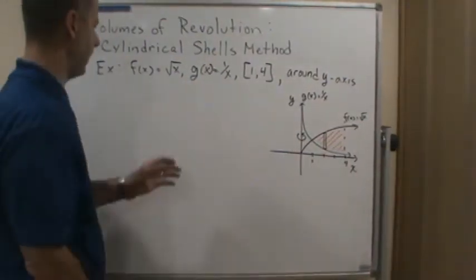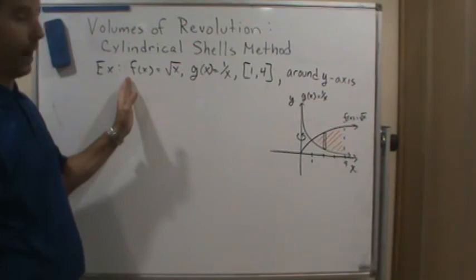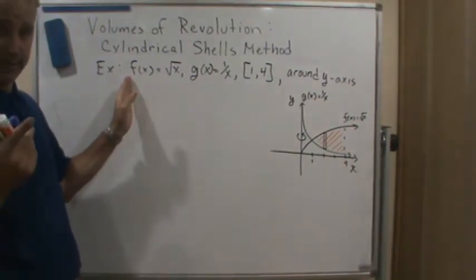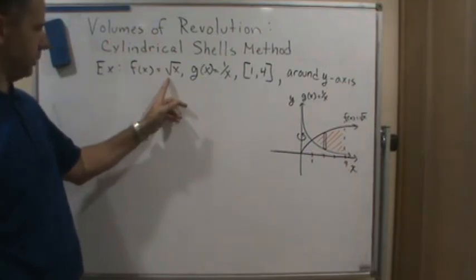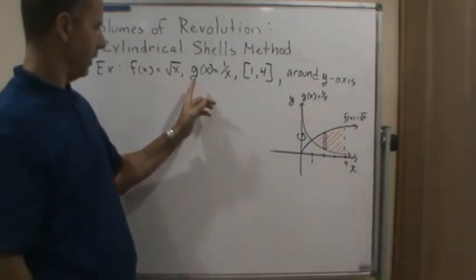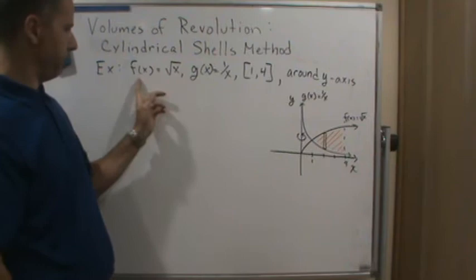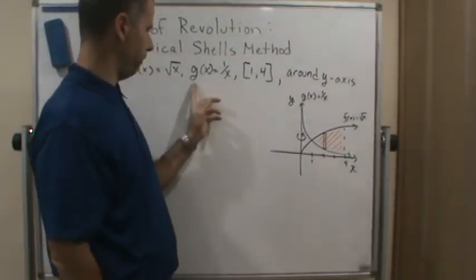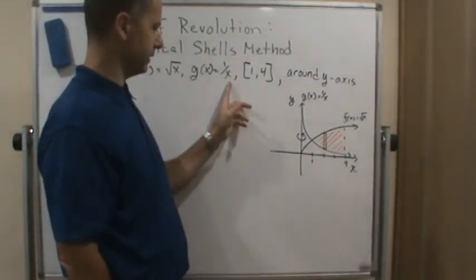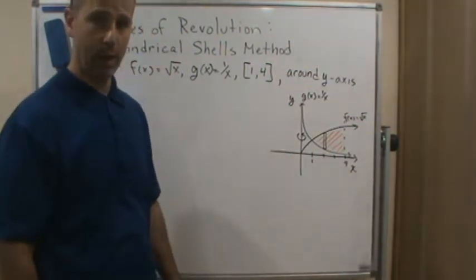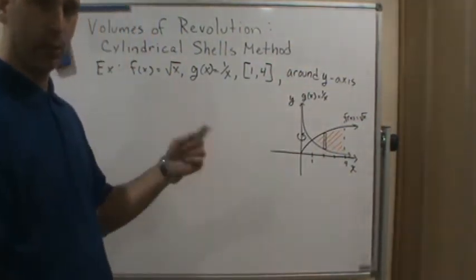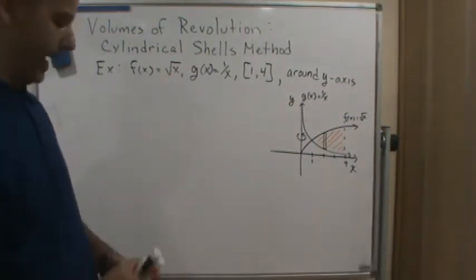So now here's the setup. We want to find the volume of the solid of revolution that is bounded by the region f of x equals square root of x above, bounded below by g of x equals 1 over x, over the interval from 1 to 4, and we want to rotate the region around the y-axis.